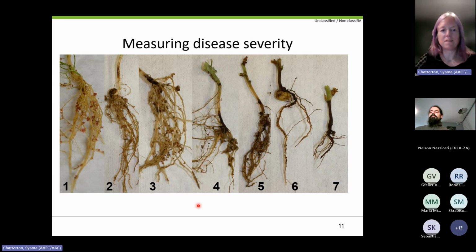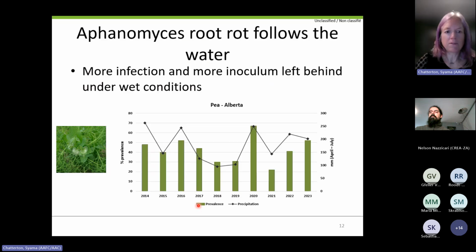So rating disease severity is definitely a challenge. It is subjective, and this issue will play out throughout the rest of the presentation when I start getting into some results and how we can correlate things back to disease severity when we're using a categorical rating scale.